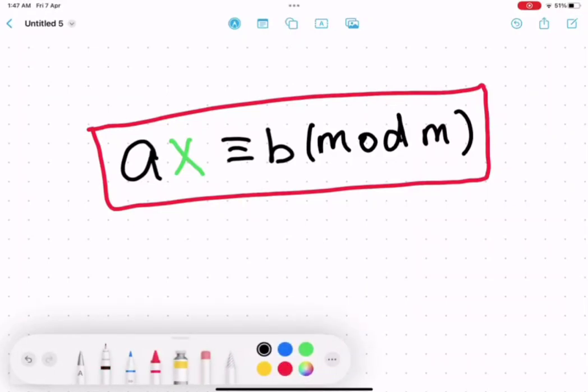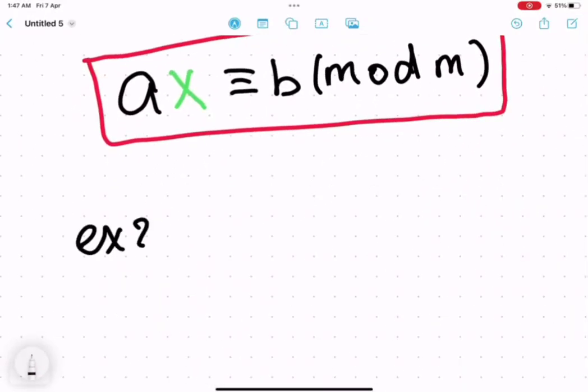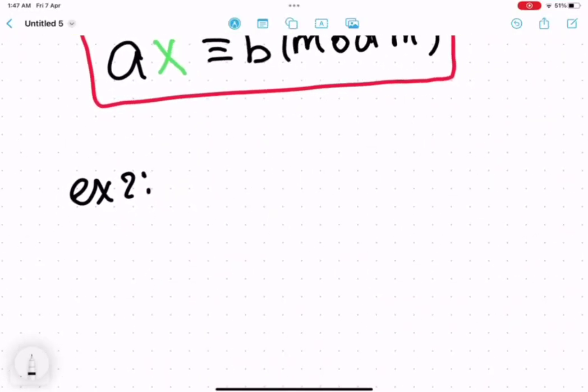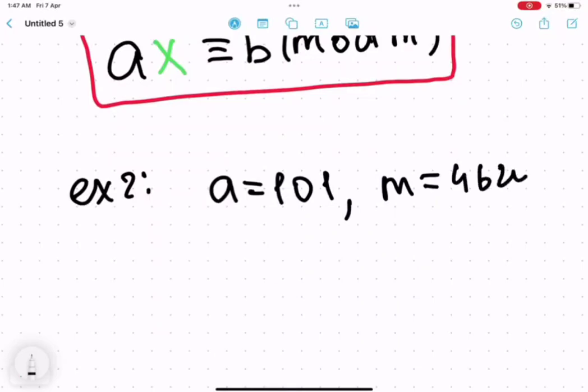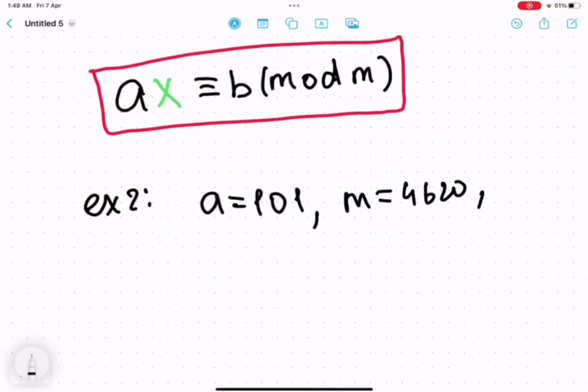Let's go straight to an example. The best way to understand this is solving an example from the book. Find an inverse of 101 modulo 4620. So that means a is 101 and modulo, that is m, is 4620. Here we don't have b, so we use b as 1. We use Bezout coefficients and the Euclidean algorithm to solve this.